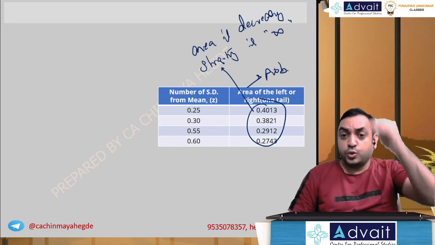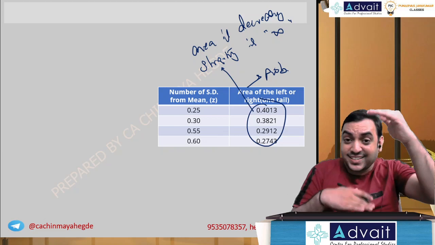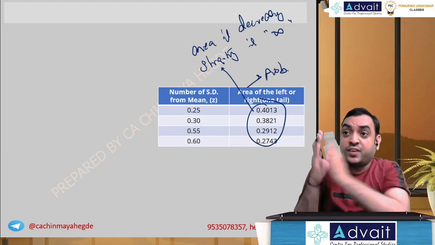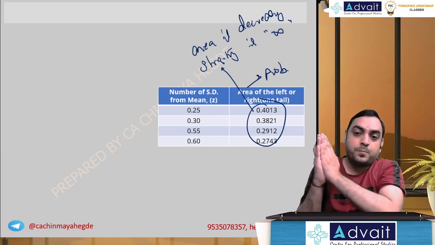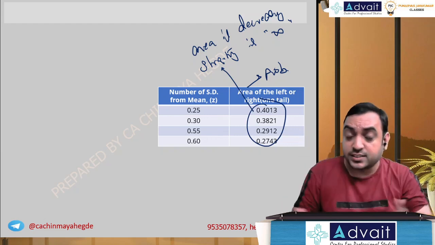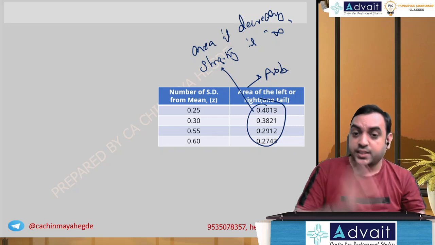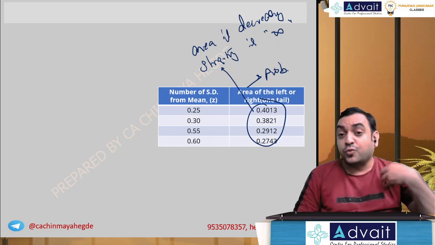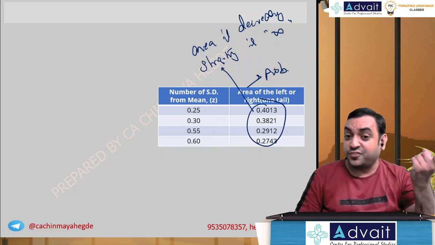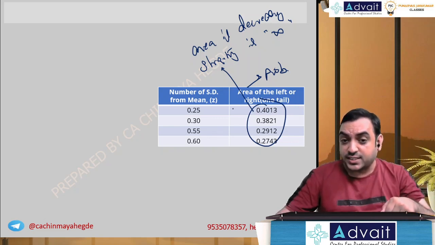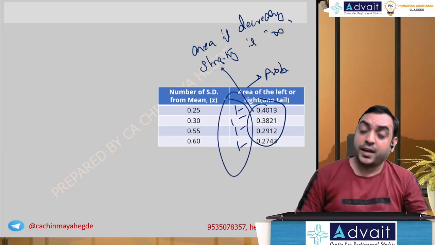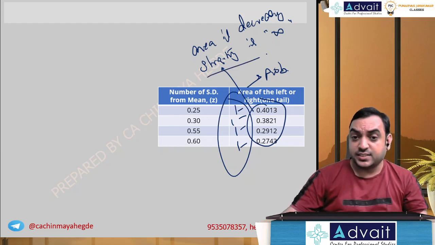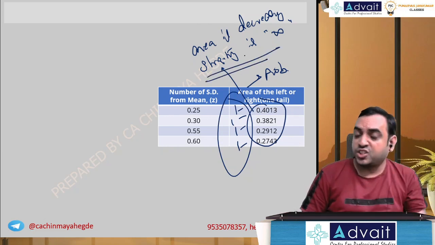0.4013, 0.3821, 0.2912. Area is decreasing. That means the starting point is infinity. We are moving to the right side and we are getting less area. So if the probability is decreasing, that means the starting point is infinity. But what we require is starting point minus infinity. So what should I do for all these? 1 minus, 1 minus, 1 minus, 1 minus. When I do this, I get area from minus infinity. So if the area is decreasing, the starting point is infinity, and I should do 1 minus of probability.